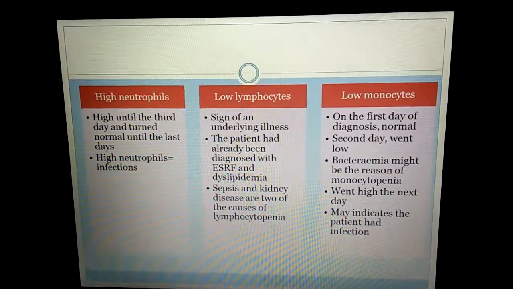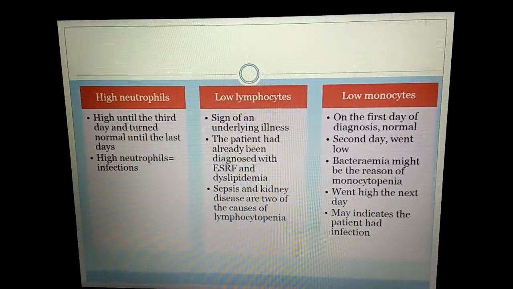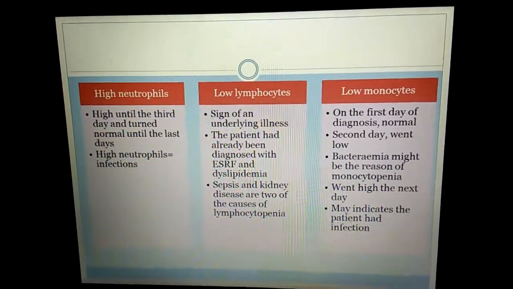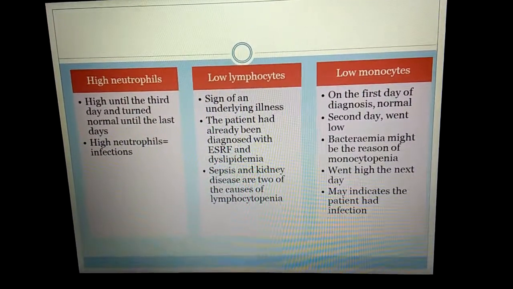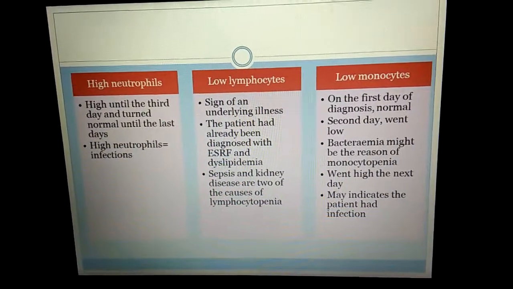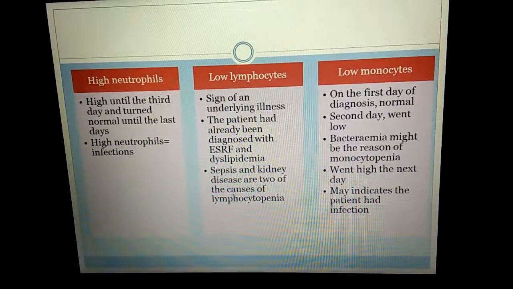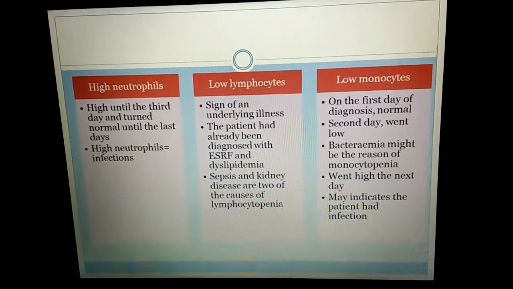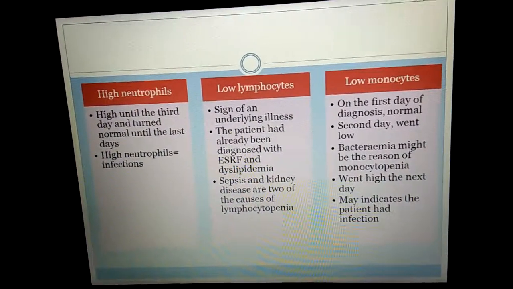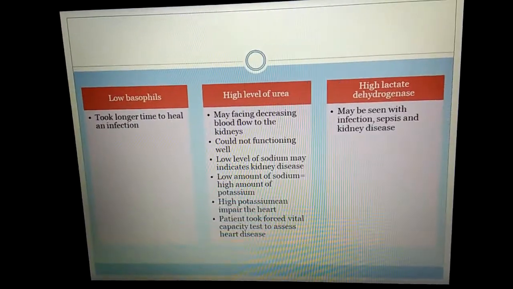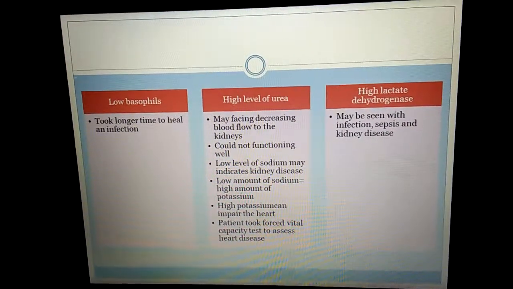The patient had already been diagnosed with ESRF and dyslipidemia. Sepsis and kidney disease are 2 of the causes of lymphocytopenia. Low monocytes. On the 1st day of diagnosis, the monocyte level is normal. On the 2nd day, it went low. Bacteremia might be the reason for monocytopenia. When it went high the next day, it may indicate the patient had an infection. For the low reading of basophils, it means that it takes a longer time to heal an infection.